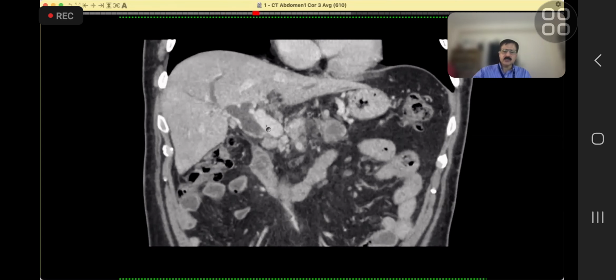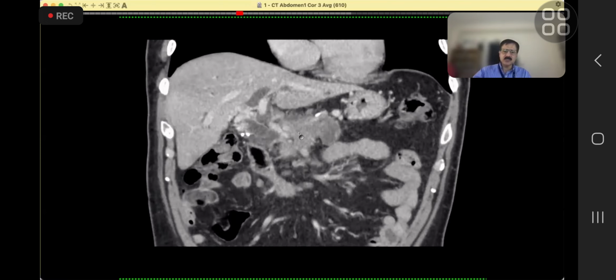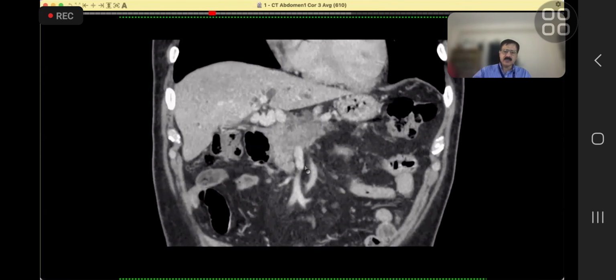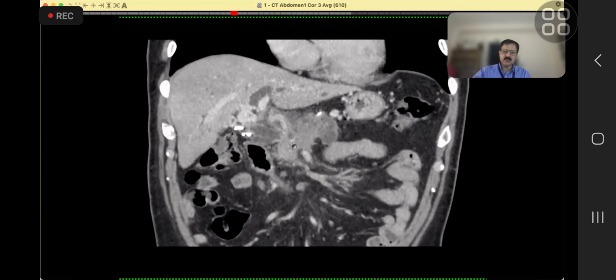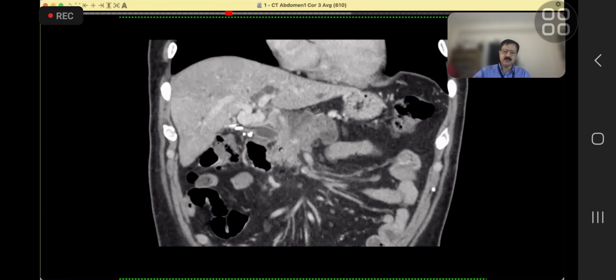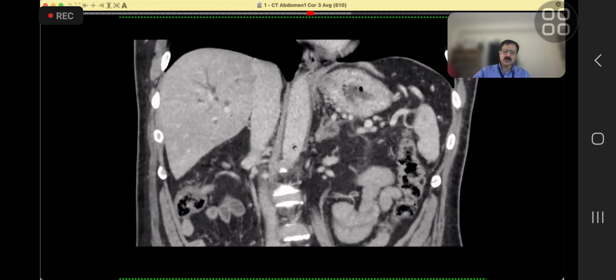So if you see here, this is the portal vein, and you can see how it is impinged. This is all tumor, very ugly. And this, on the other hand, is the SMV, which is completely compressed. The portal vein is compressed. The tumor is going right and left. This is the CBD, which is compressed. So it was an inoperable tumor.